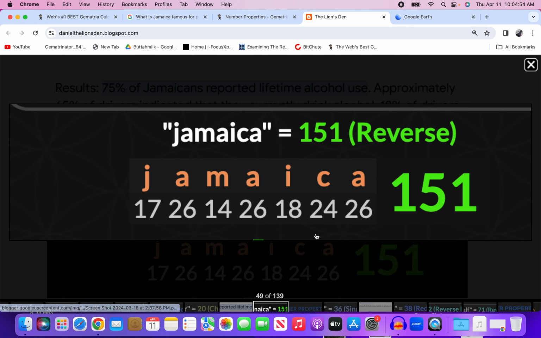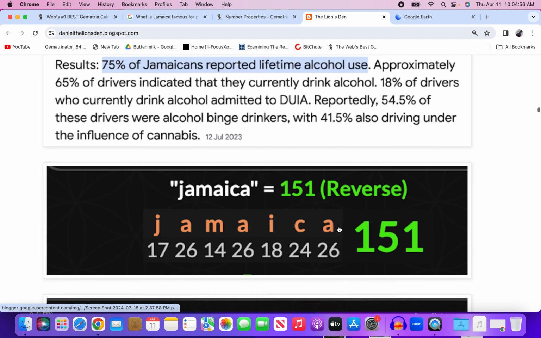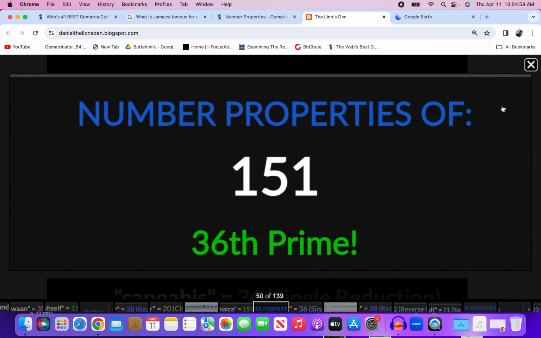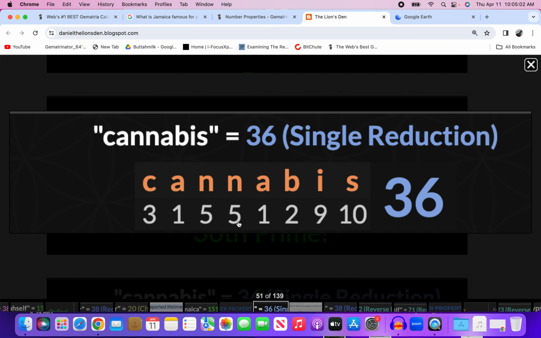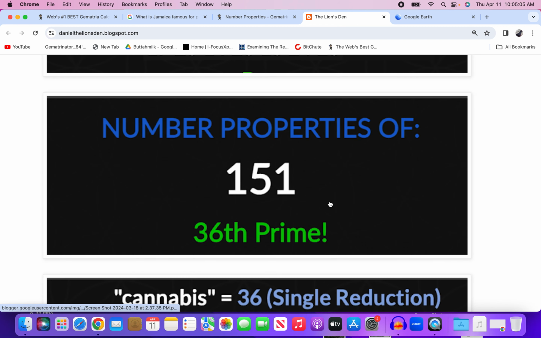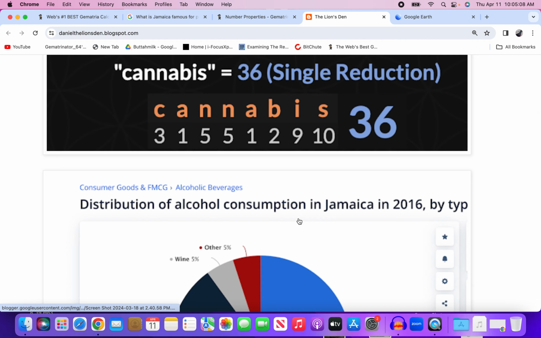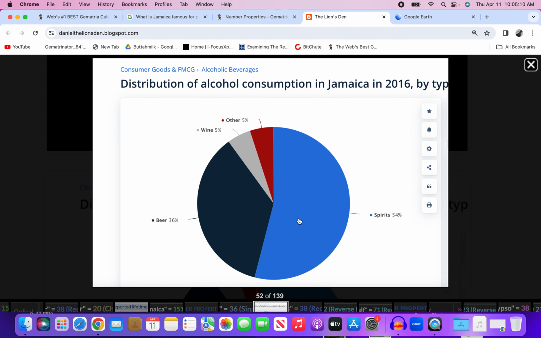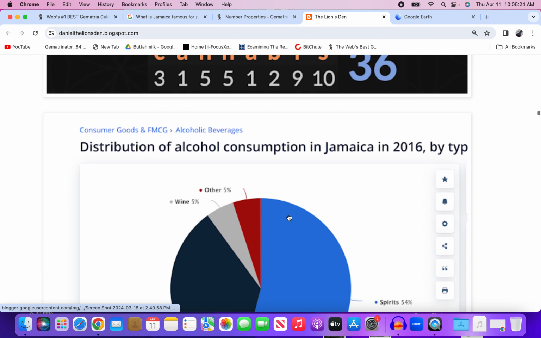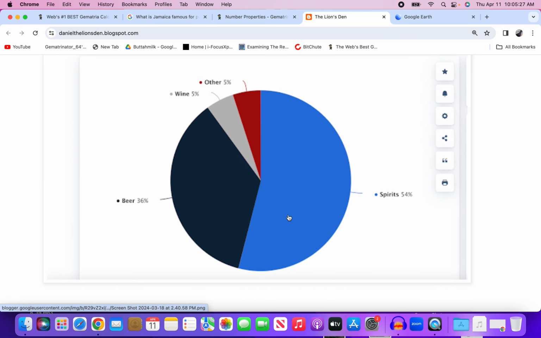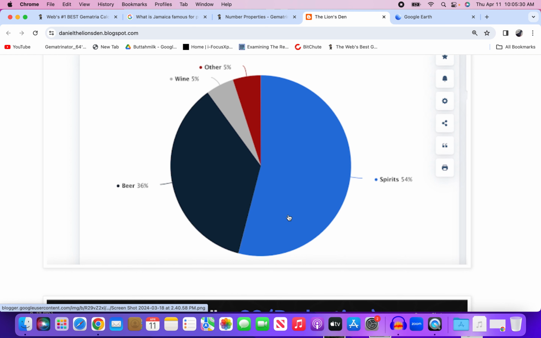So Jamaica equals 151, and 151 is the 36th prime. And cannabis, big thing in Jamaica, equals 36. And here's a distribution of alcohol consumption in Jamaica in 2016. Beer at 36%, right? Jamaica 151, the 36th prime. Spirits at 54%. So it looks like spirits are consumed more than beer.